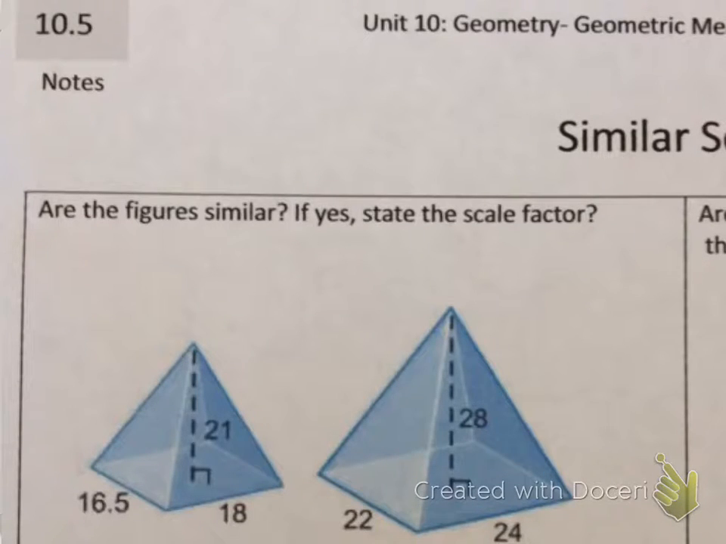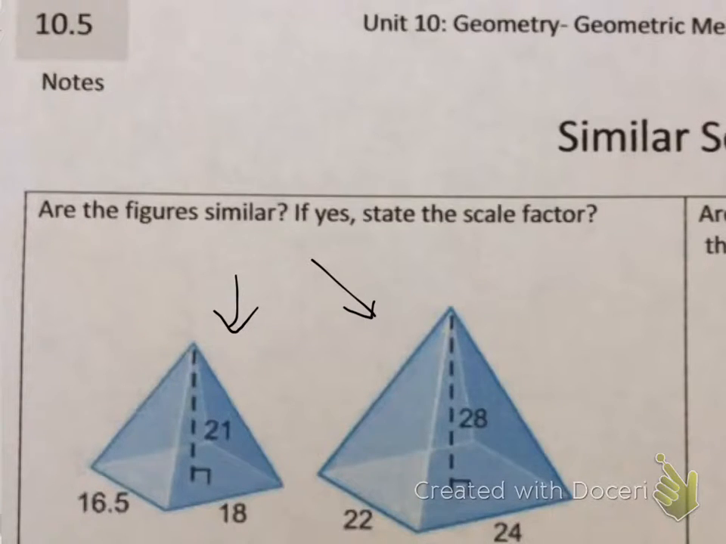This is Note Taking Guide 10.5 for Math 2. We're going to talk about similar solids today. Similar solids are solids that have a common ratio, a ratio that tells you how to multiply the small one by a scale factor to get to the bigger one.